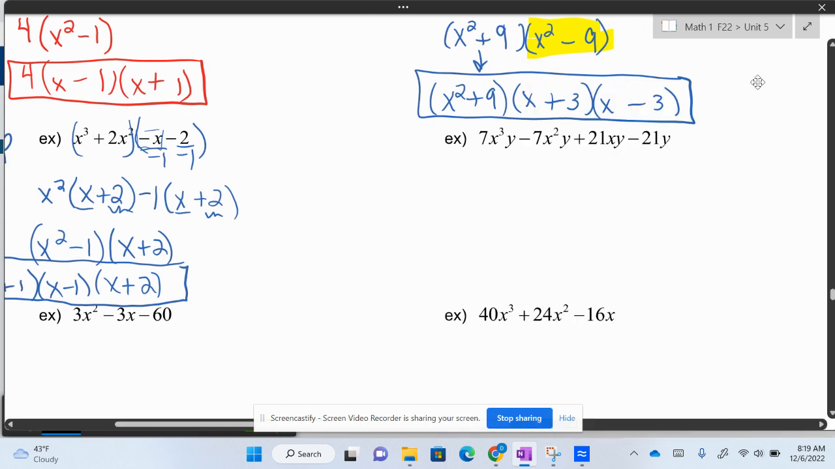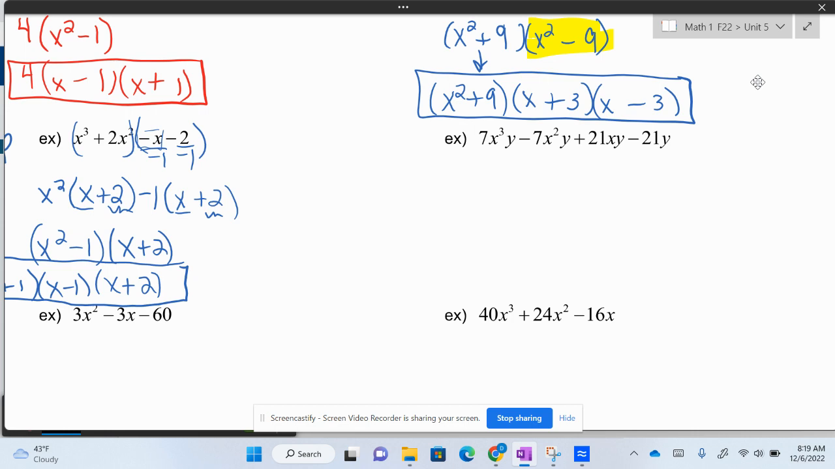Okay, what about this next example? How many terms are there? So I know it's going to be a grouping, but do you see a GCF in there? What is it? 7? 7y. Everything can be divided by 7y. I think you guys do better when I write it like that. So I'm going to take out a 7y.